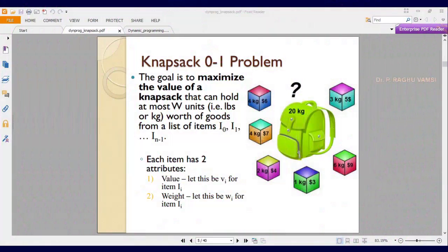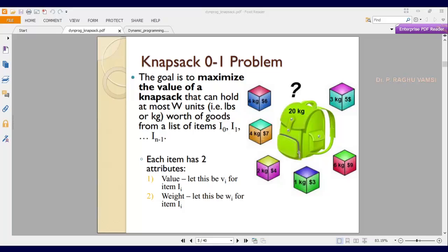Now we'll see another example of dynamic programming, that is the knapsack problem. This knapsack problem we have already discussed in the greedy method. The knapsack problem that we used in the greedy method is the fractional knapsack problem, which is solved via the greedy method. We have shown that the greedy approach gives an optimal solution for this fractional knapsack problem.